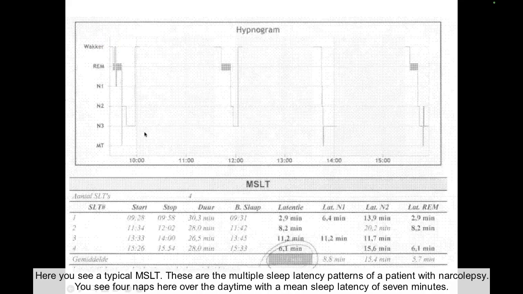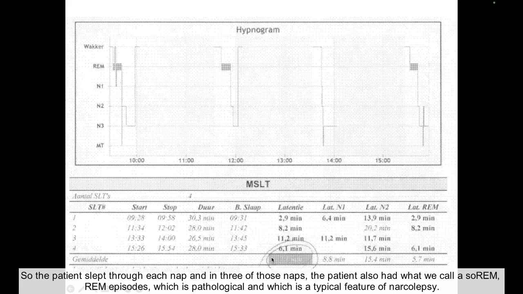And here you see a typical MSLT. So these are the multiple sleep latency patterns of a patient with narcolepsy. You see 4 naps here over the daytime with a mean sleep latency of 7 minutes. So the patient slept through each nap, and in 3 of those naps, the patient also had what we call a SOREM, REM episodes, which is pathological and which is a typical feature of narcolepsy.